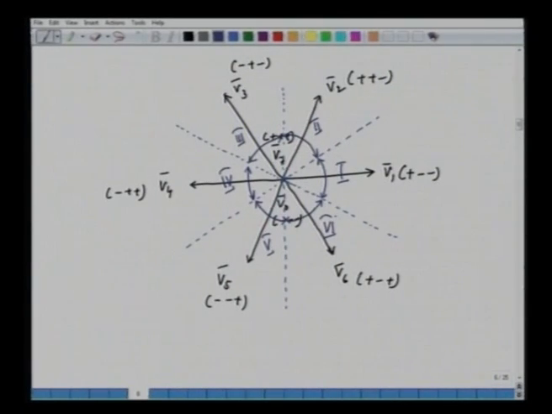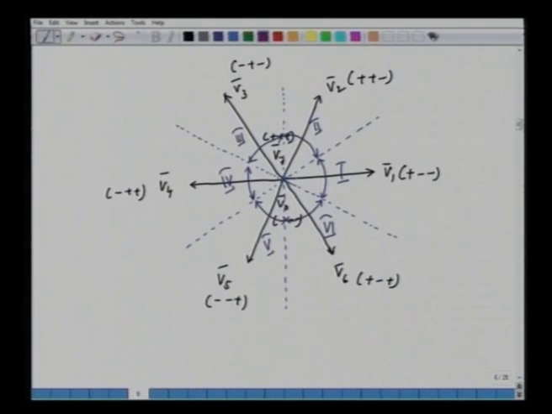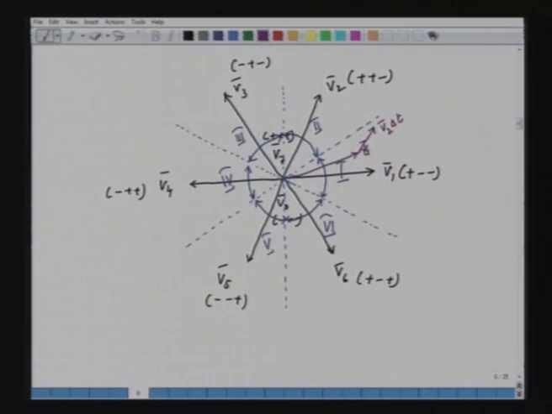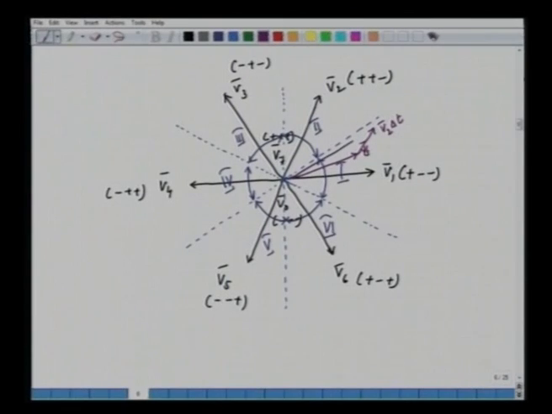So, we have 6 sectors in the space, and the stator flux, which is rotating with synchronous speed, can remain in any one of the 6 sectors. For example, the stator flux can be somewhere in sector 1, this is psi s. Suppose I apply V2, which is along this direction. Then I will have this V2 into delta t, which will be parallel to the original V2, and the resultant of this would be this.